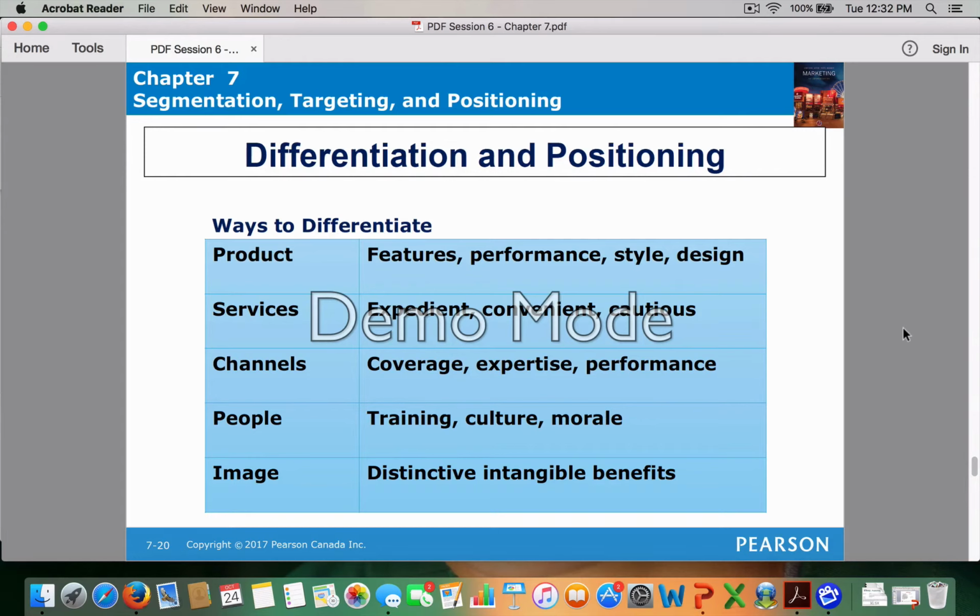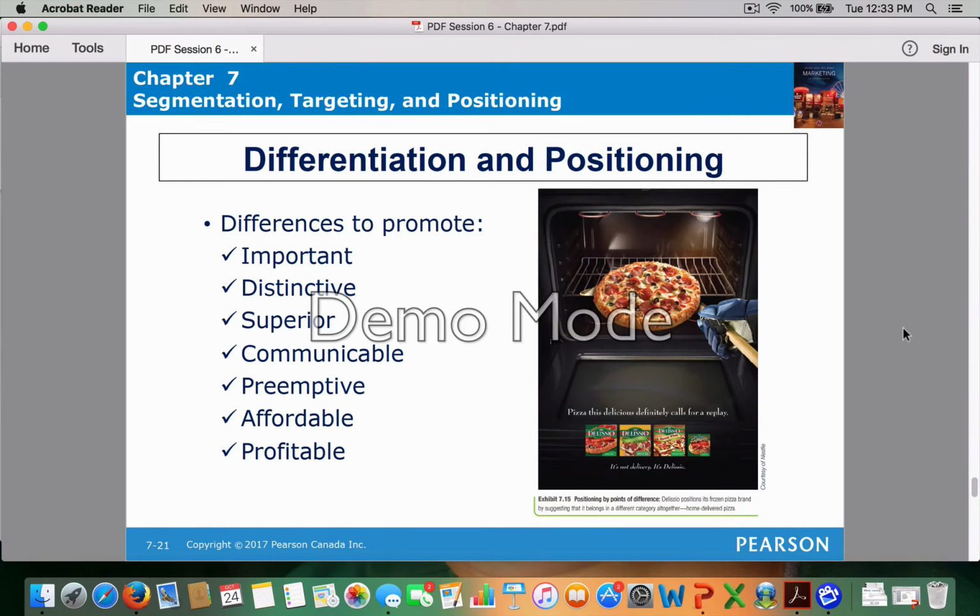You can differentiate in terms of the people that you hire, the way you train them, the culture in which these individuals work, and the overall morale of the people who are working there. And you can create an image differentiation that is not necessarily tangible, but it's tied to the branding and what your brand comes to mean in the minds of consumers. These are some really relevant and important differentiation strategies, and you should think about the ways in which each of these points of differentiation might be relevant to your business.